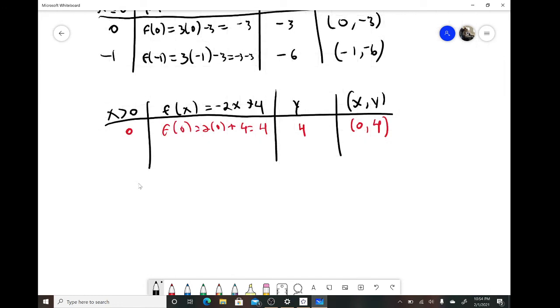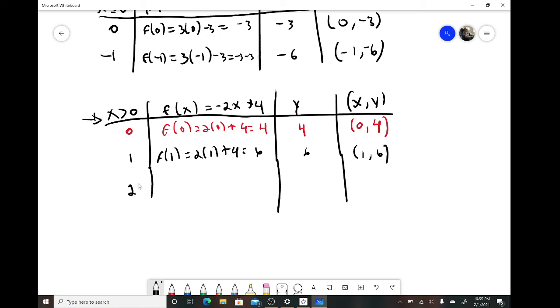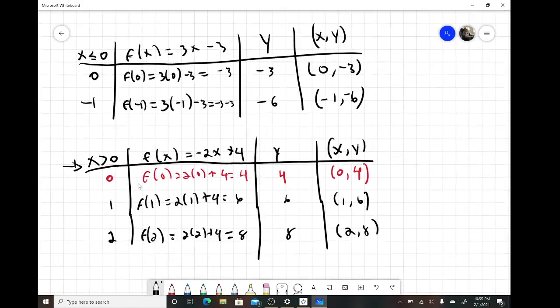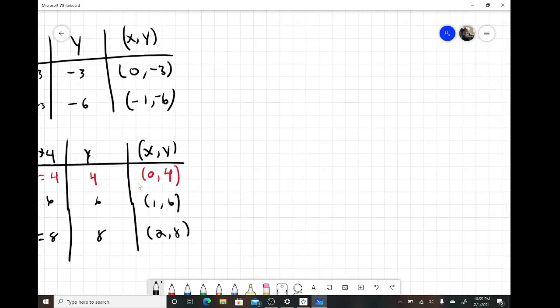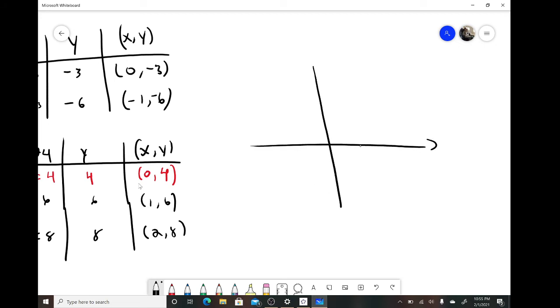Now we just need 2 points strictly bigger than 0 because that's my rule. And I'm going to pick 1 and 2 because they're very easy. Well, f of 1 is 2 times 1 plus 4. 2 times 1 is 2. 2 plus 4 is 6. So I have the point 1, 6. f of 2 is going to be 2 times 2 plus 4. 2 times 2 is 4, plus 4 is 8. So we have the point 2, 8. Now we have 5 points that we could use to graph this piecewise function.